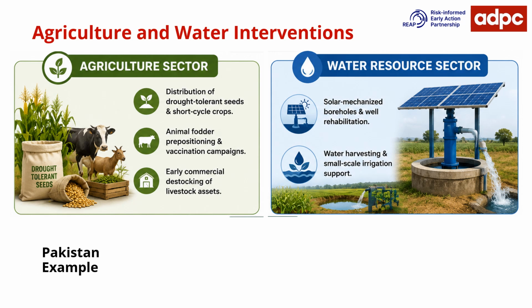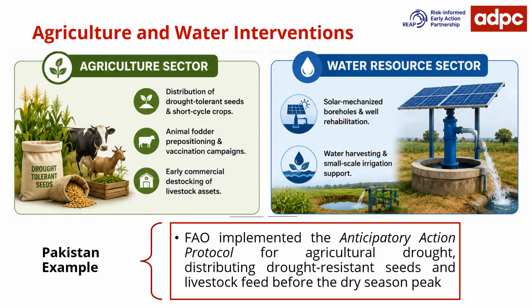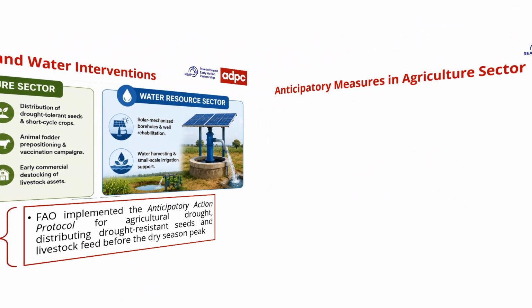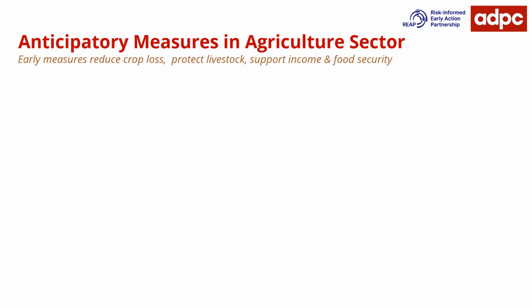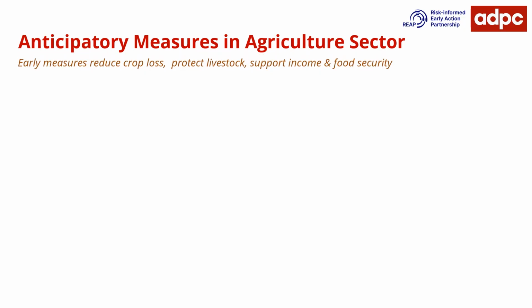Pakistan example. FAO implemented the Anticipatory Action Protocol for Agricultural Drought, distributing drought-resistant seeds and livestock feed before the dry season peak. Early measures in agriculture reduce crop loss, protect livestock, and support income and food security.